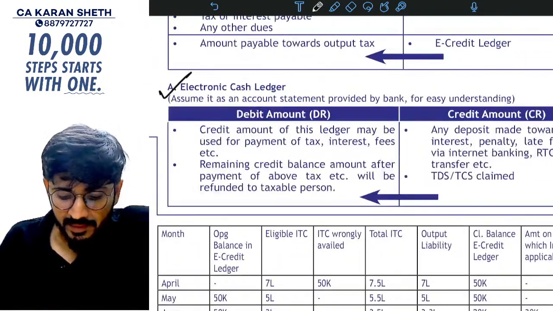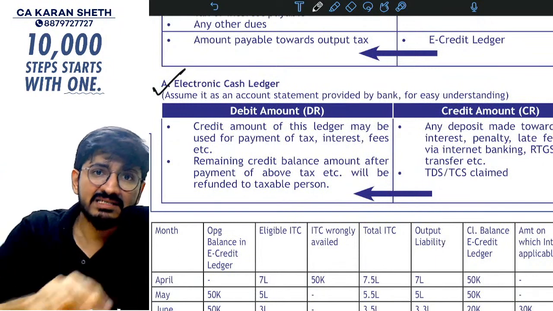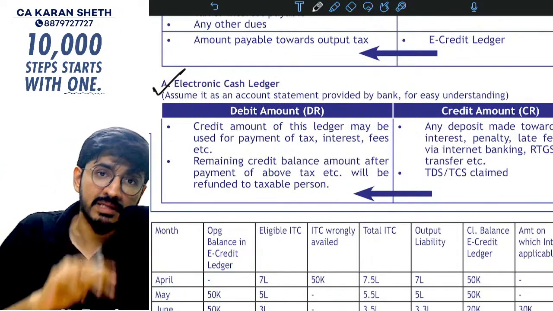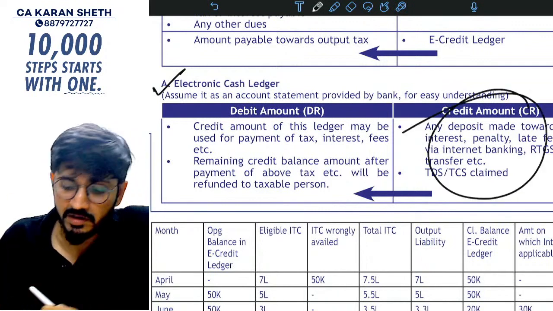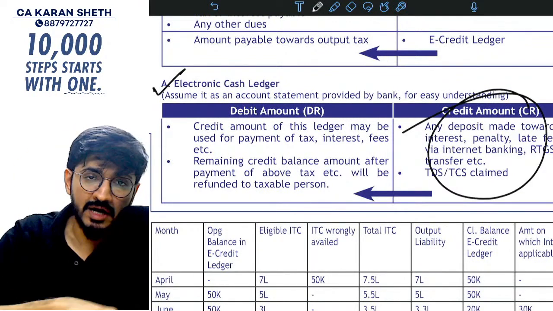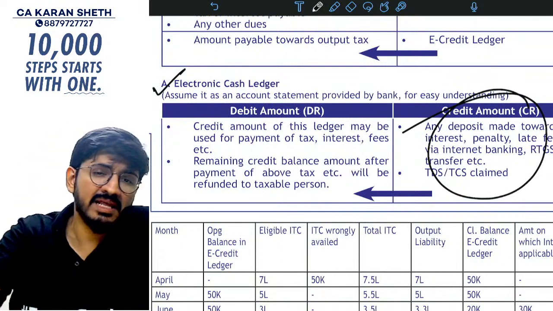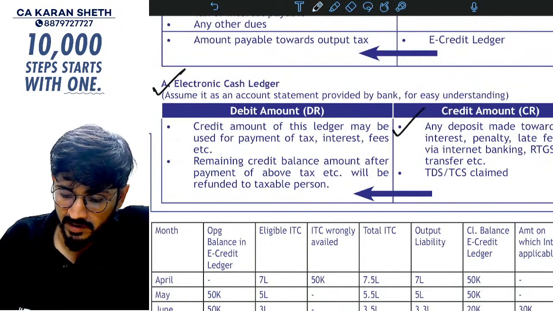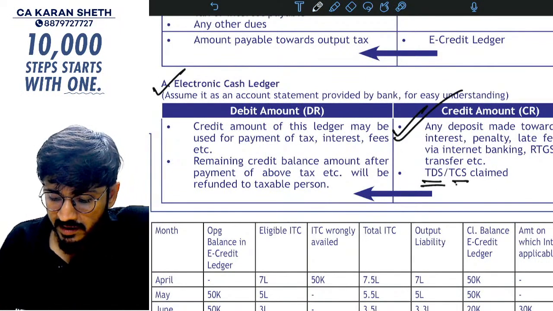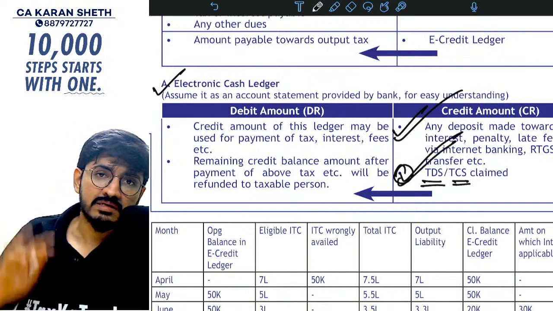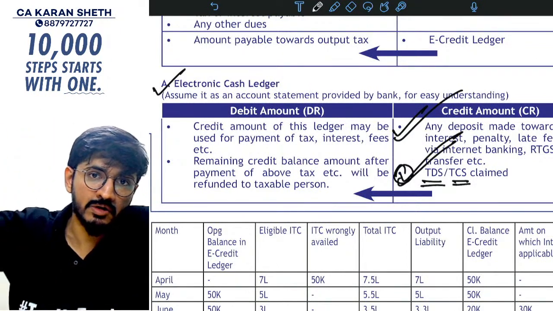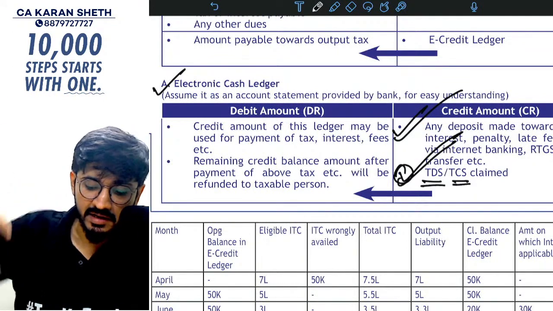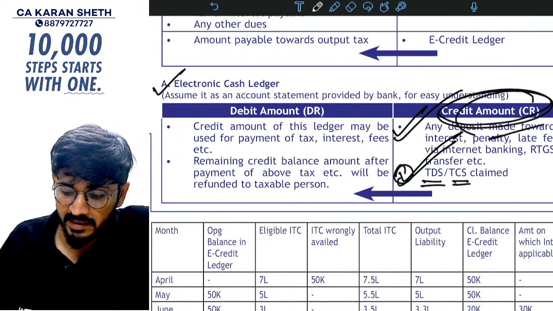Got it? And the last, e-cash ledger. So the balance in the e-cash ledger is receivable to me, and it is payable by the government. So payable liability, it will fall here. Any deposit that you make via NEFT, RTGS, IMPS, whatever, will fall here. And any TDS or TCS that either the e-commerce operator or the recipient, which is the government department, has deducted, the amount will be reflected here.